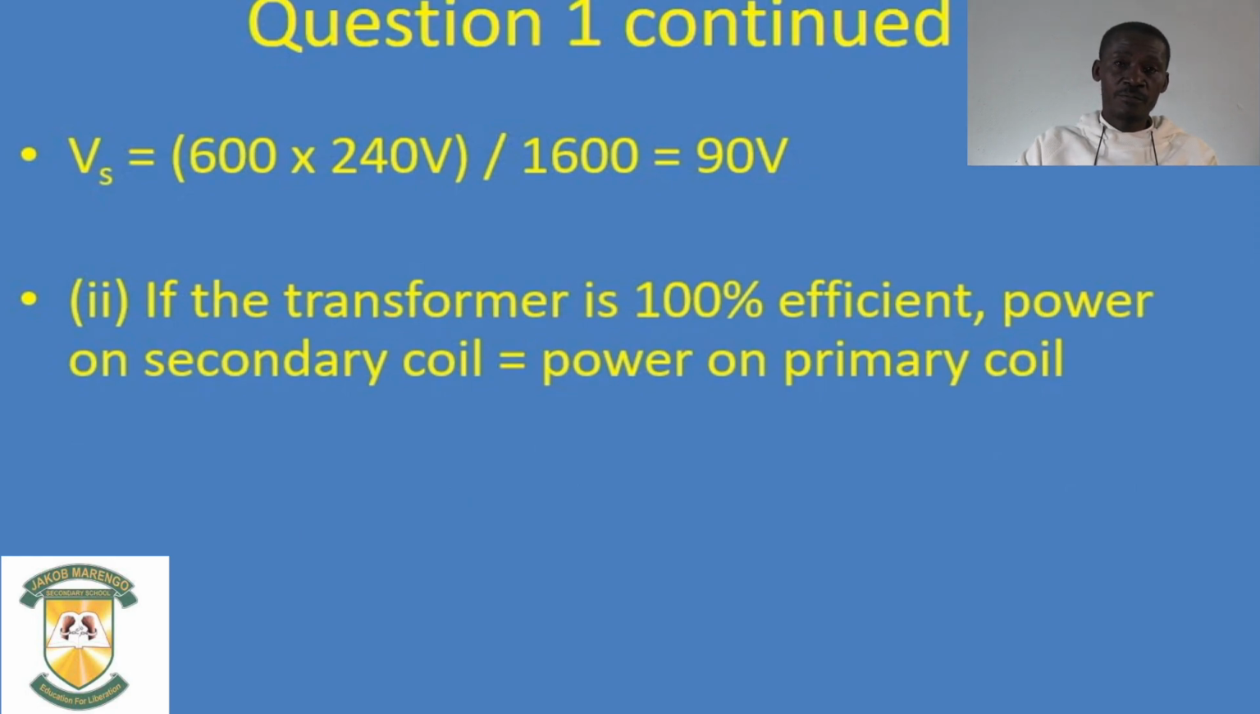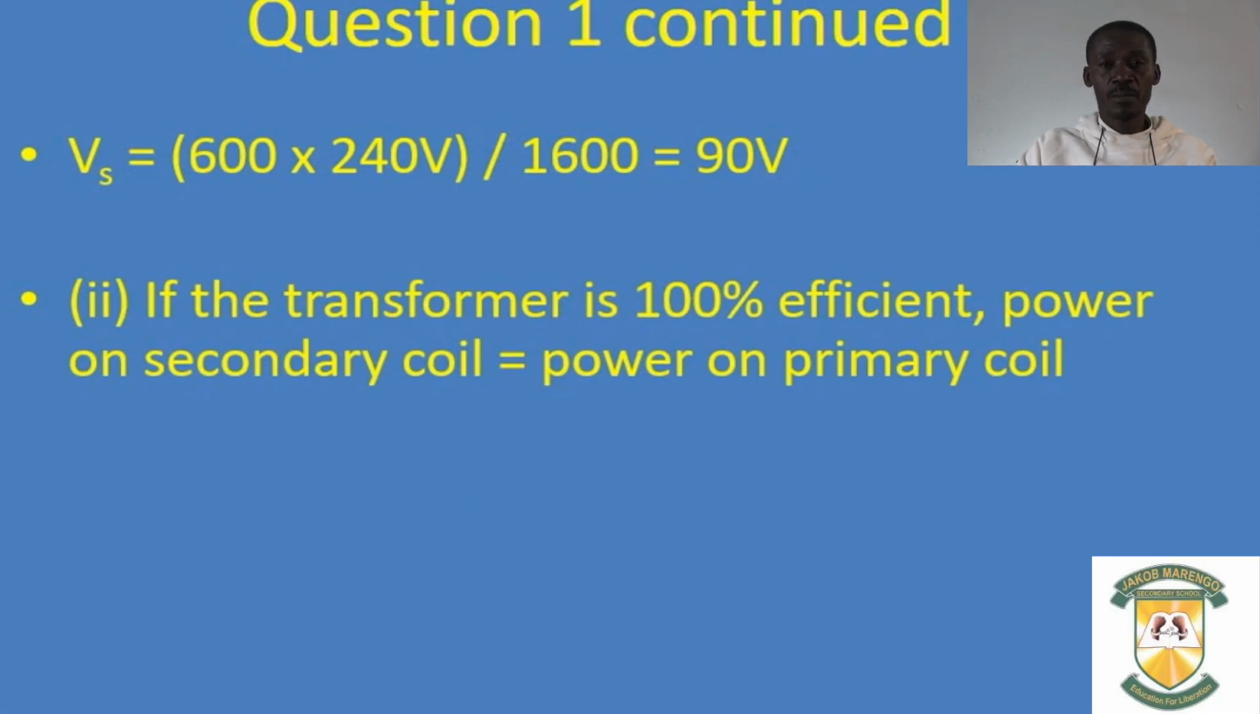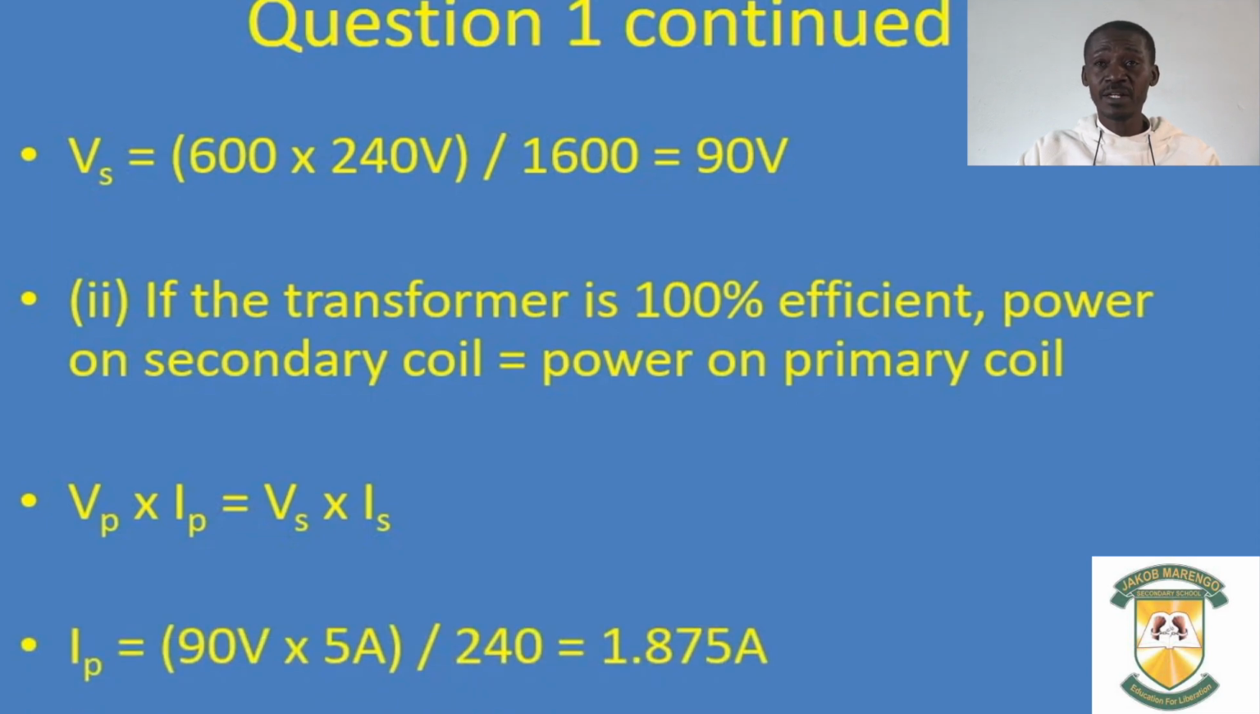So, voltage in the secondary coil multiplied by current in the secondary coil must be equal to voltage in the primary coil multiplied by current in the primary coil. If we make use of that equation, we are going to see that the current in the primary coil will be equal to 90 volts multiplied by 5 amps, all divided by 240 volts, to give us a current of 1.875 amps.